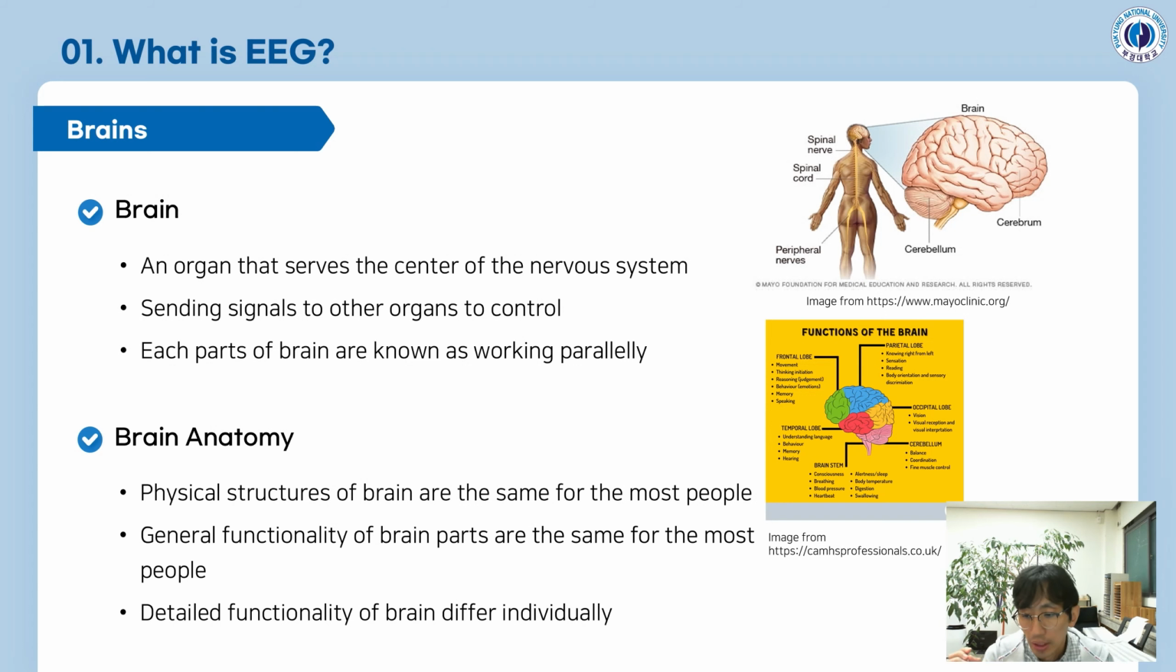So that's why the detailed functionality of the brain could be different individually, but in general the functionality of brain parts is very similar.